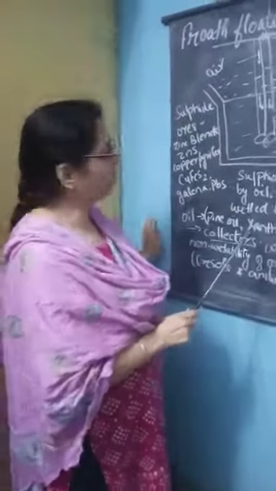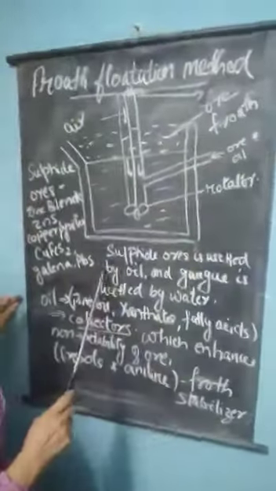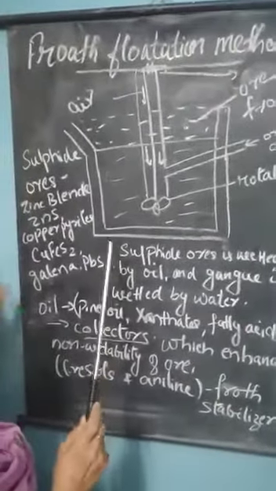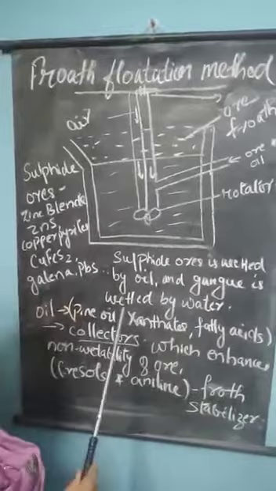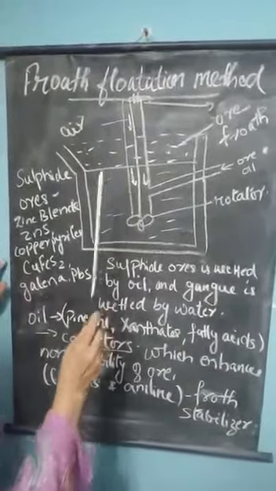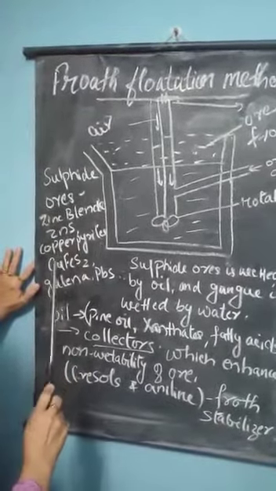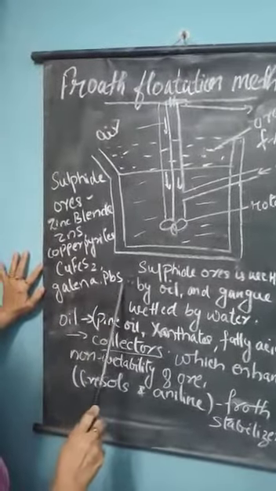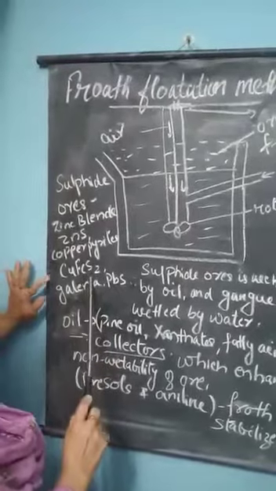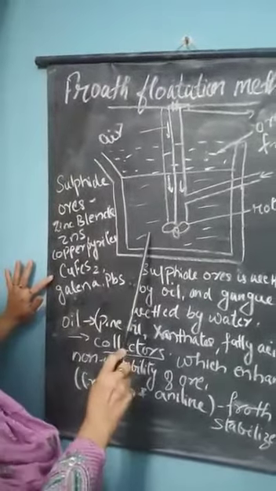Froth flotation method for concentration of ore. This method is generally used for the ore containing sulfides, that is the sulfide ore. In this method, what happens? The sulfide ores are zinc blende, ZnS, copper pyrite, CuFeS2, galena, PbS. These types of ore can be concentrated by froth flotation method.